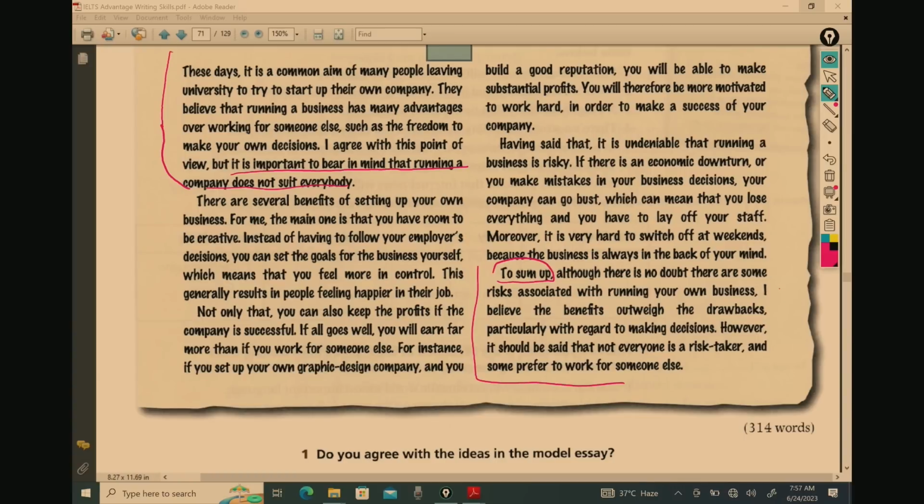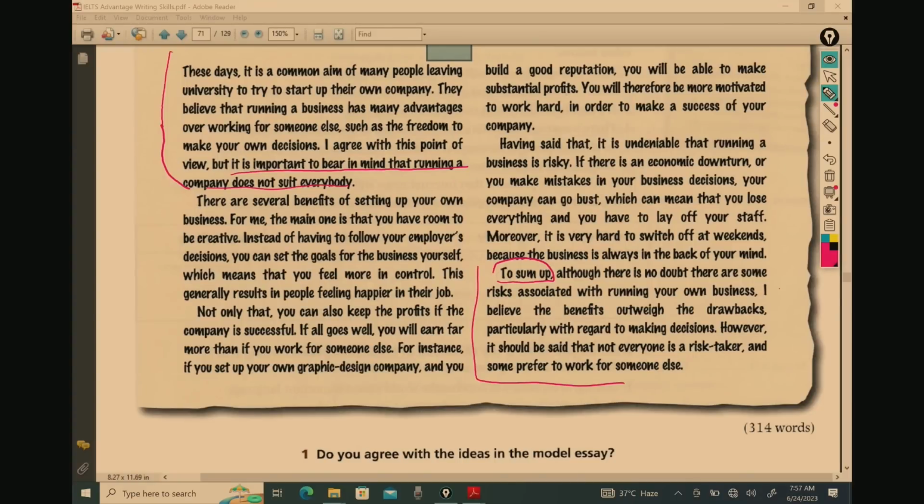Whenever you write advantages outweigh disadvantages essay, this statement is very important. To sum up, there is no doubt there are some risks associated with running your own business. Now this statement came out from contrast paragraph. This is contrast paragraph. This statement came out from there. I believe benefits outweigh the drawbacks. Benefits of what? Benefits of running your own business, particularly with regard to making decisions. Now see that this is the summary of body paragraph 1, making decisions. So you are talking about it here, making decisions.